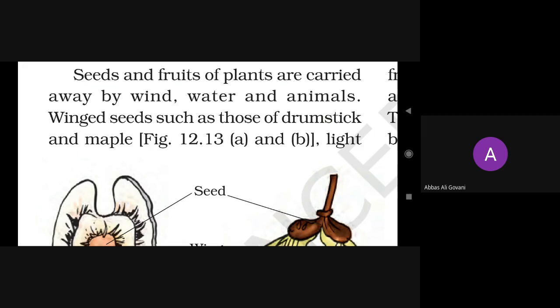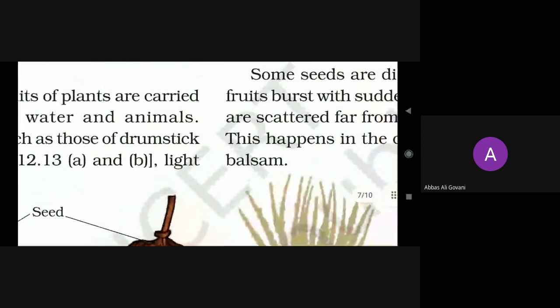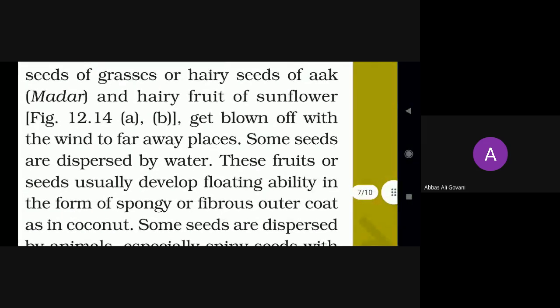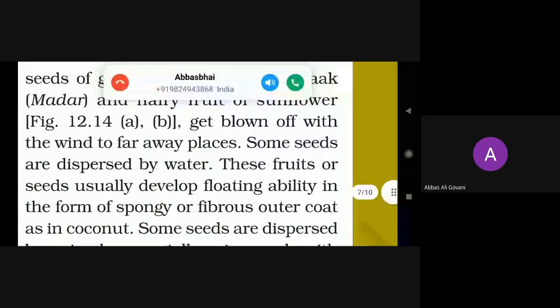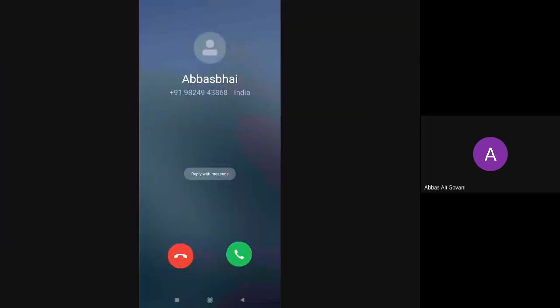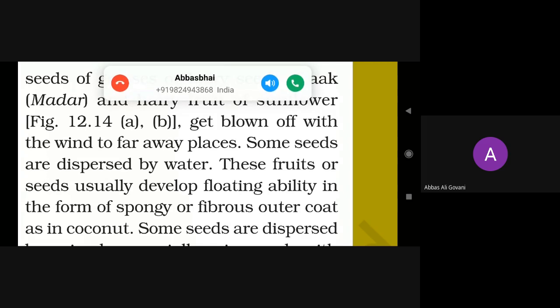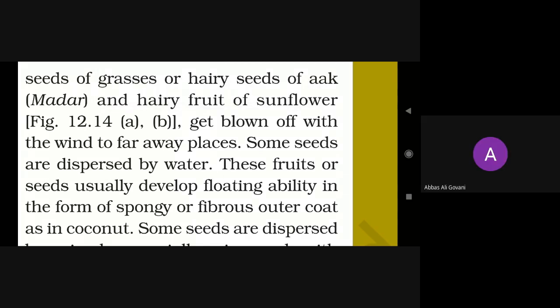Winged seeds such as those of drumstick and maple, light seeds of grasses, or hairy seeds of aak, madar, and hairy fruit of sunflower get blown off with the wind to faraway places.